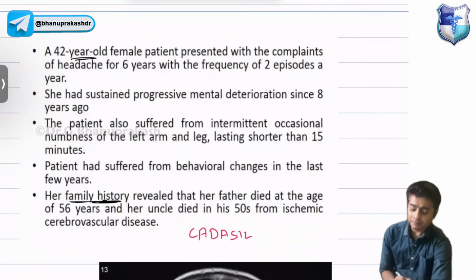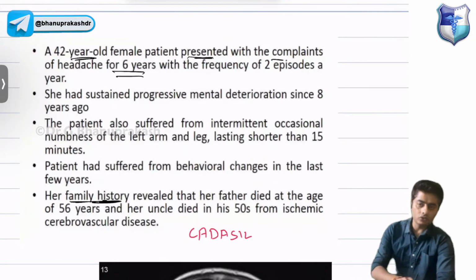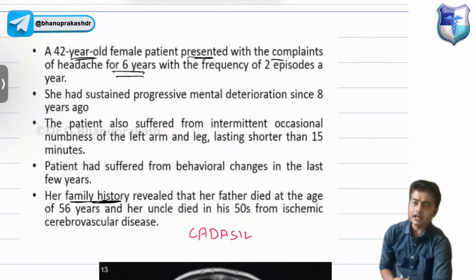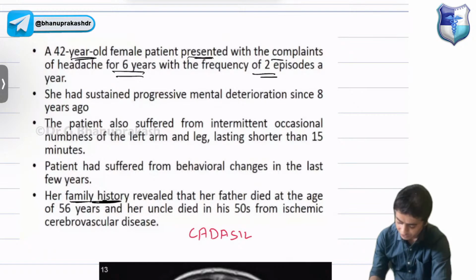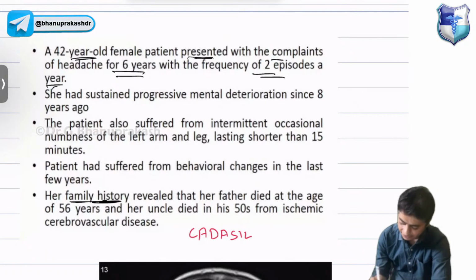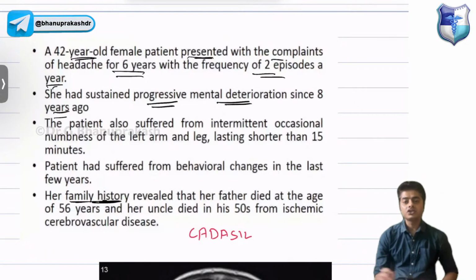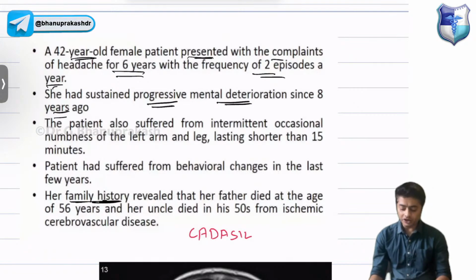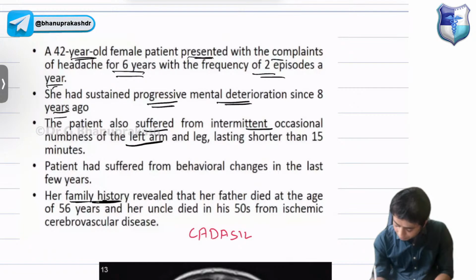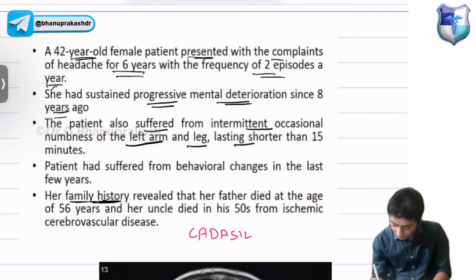This is a 42-year-old female patient who presented to you with the complaints of headache for 6 years, with a frequency of 2 episodes per year. She has had sustained progressive mental deterioration since 8 years ago. The patient also suffered from intermittent occasional numbness of the left arm and left leg. It means there is weakness, a stroke is there.